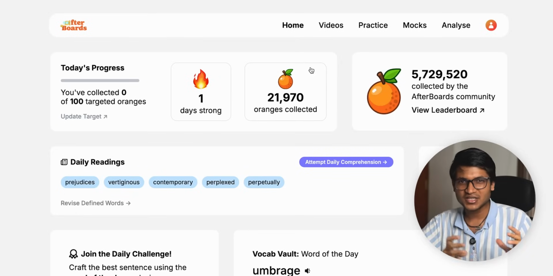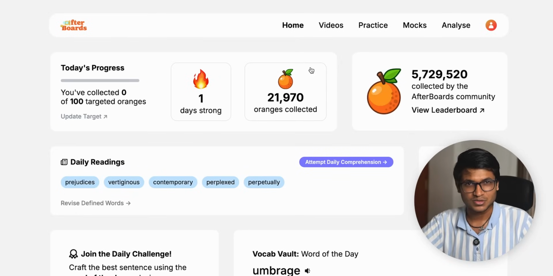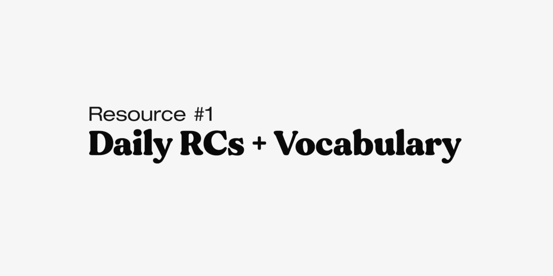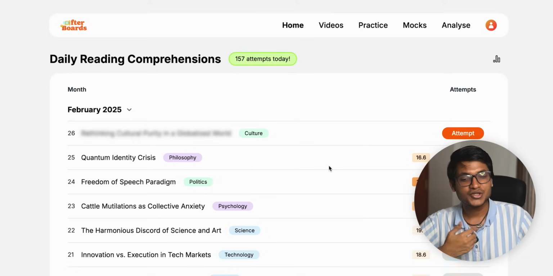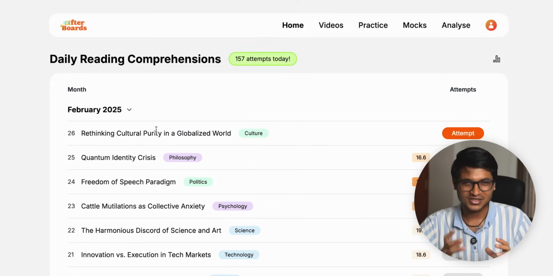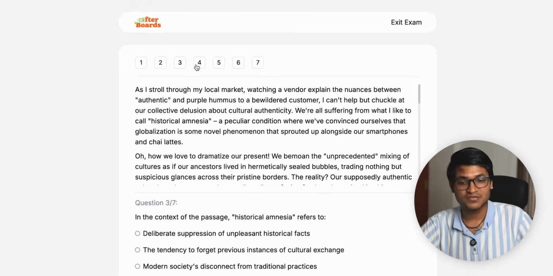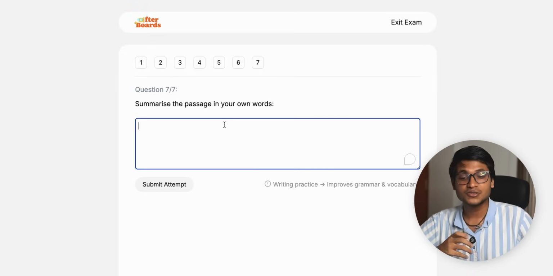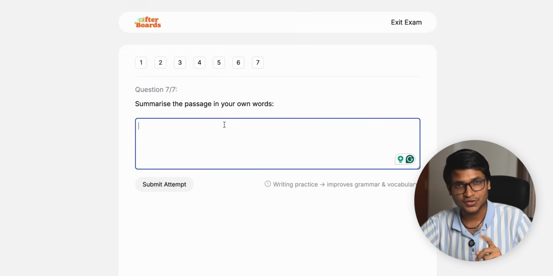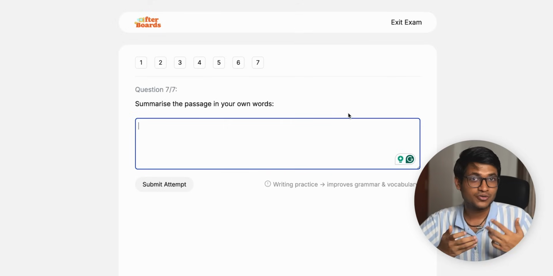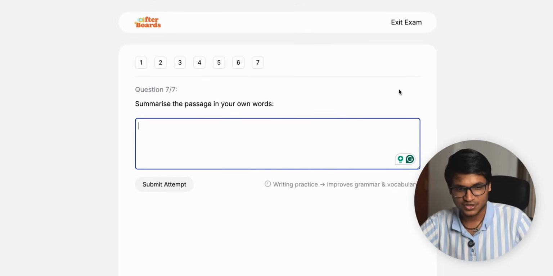Here's how an efficient and effective aspirant uses AfterBoards. Free resource number 1, daily RCs. Every day, you get a new RC to practice, and all of these articles are very relevant. Today's RC, Rethinking Cultural Purity in a Globalized World, and you get 6 different questions. And then you have an option to summarize the passage in your own words. This will help you improve your grammar and use the vocabulary that you're learning.